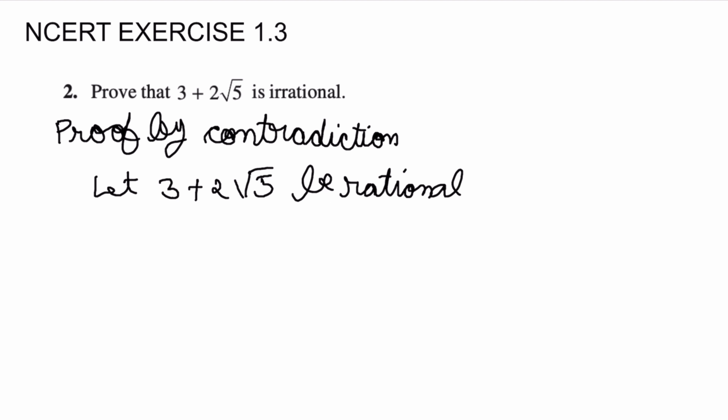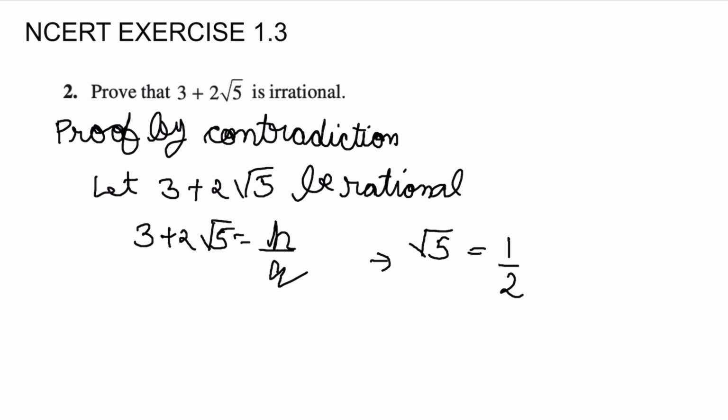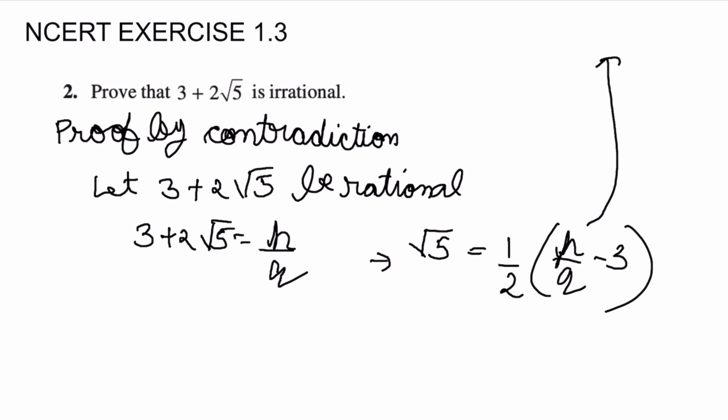Okay. Now if that is the case, this means we can write 3 plus 2 root 5 in the form of p by q. Right. Now we already know that if I do it this way, root 5 would be equal to 1 by 2 upon p by q minus 3. I did not do anything, I just transferred the numbers from here to there for us to understand it properly.